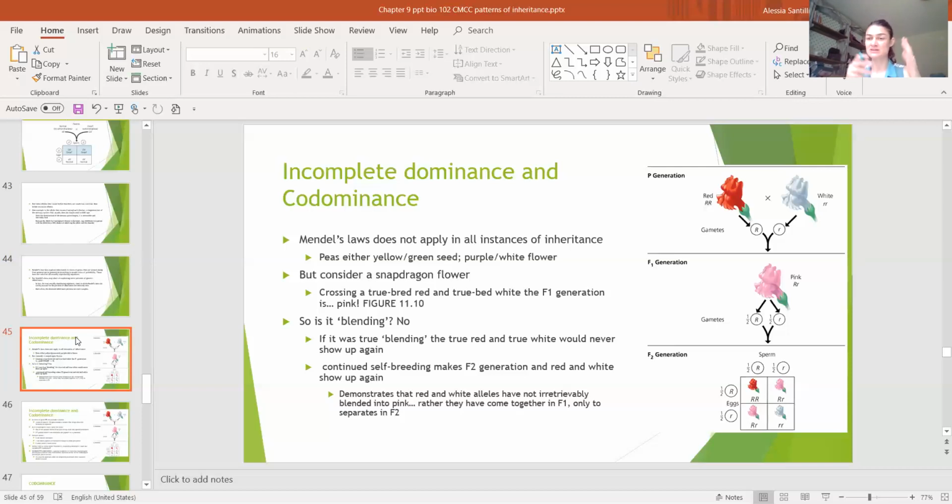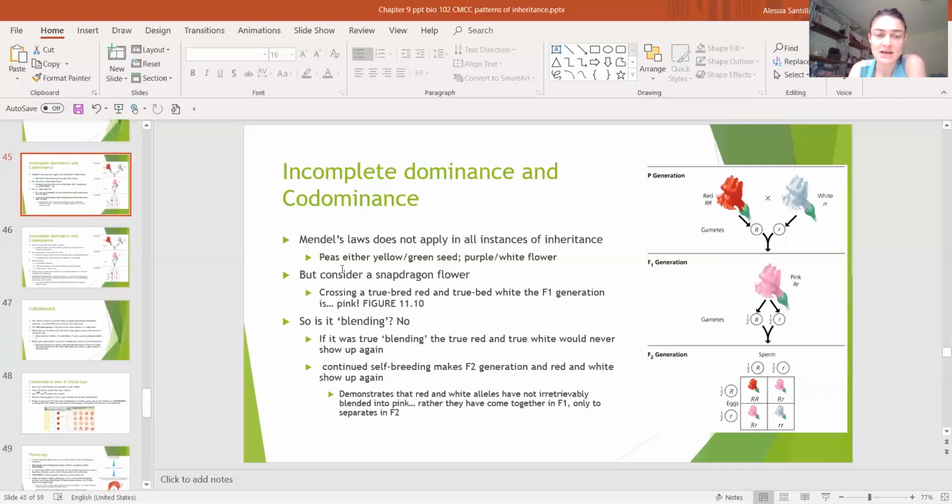However, it's no longer the simple dominant versus recessive thing. So let's look at the first example. The first example is incomplete dominance and codominance. With incomplete dominance, yes, you have a dominant allele and a recessive allele, but when they come together, when they're paired up, they actually mix, they blend.